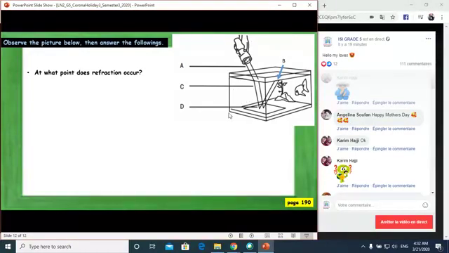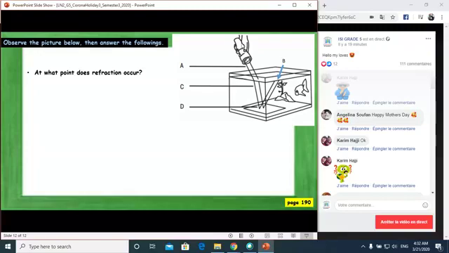What's happening here is that light is going from the flashlight. It hits the surface of the water. It goes down. Then at point D, it hits a mirror and it reflects. It goes out of the water at point B.